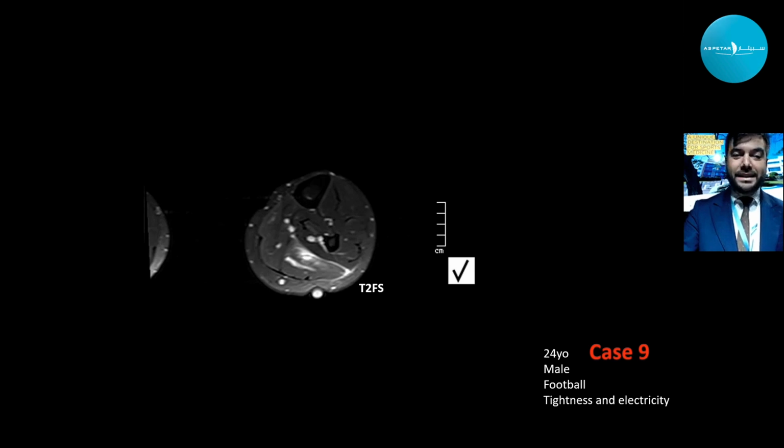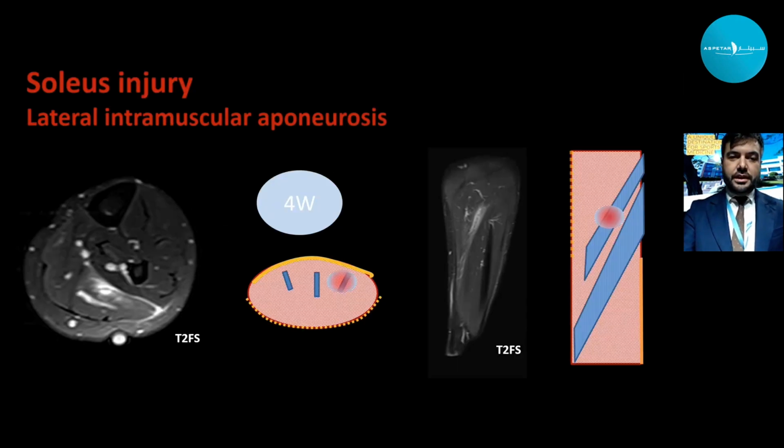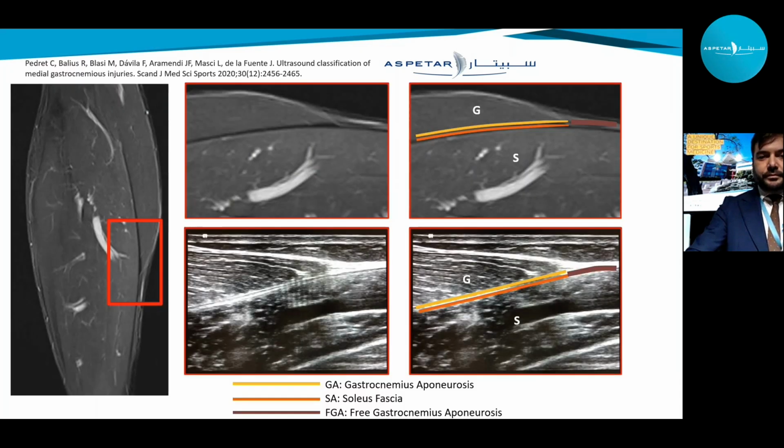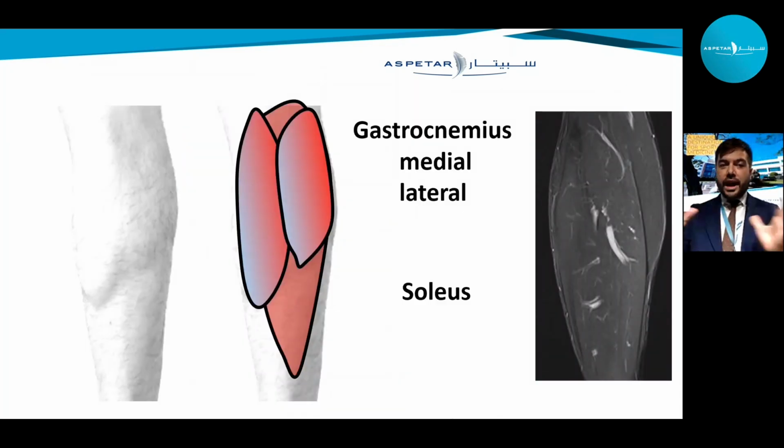Again, we see a muscle edema within soleus, okay? This is soleus, and this is central tendon, medial aponeurosis, lateral aponeurosis. Muscle injury affecting the lateral intramuscular aponeurosis. Let's continue now with the gastrocnemius.